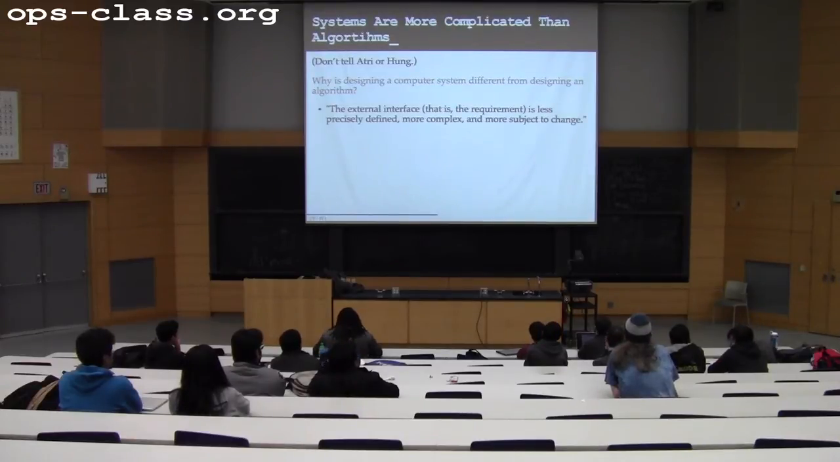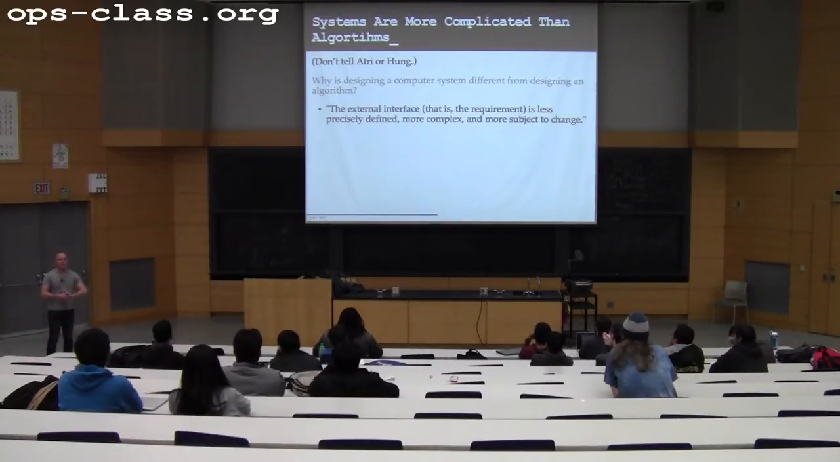The other one he points out is that the requirement is more complex. So the external interface is more difficult. Algorithms we usually try to formulate so that they're doing something very specific. An algorithm sorts its inputs, either stable or not stable. A computer system like an operating system or a database system has a much more complex interface compared with an algorithm. If you just think about the system call interface you guys are familiar with, that requires the underlying system to do a lot of different things.